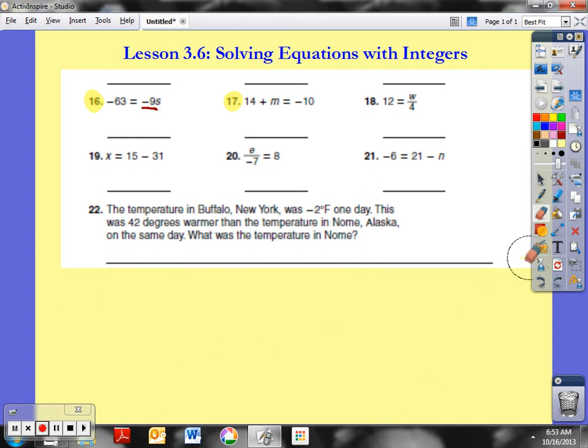And I'm going to take a look at number 21. Okay. So I have negative 6 is equal to 21 minus n. Okay. Again, I like this problem. Obviously it's some type of operation, we're subtracting. Well, I need to first isolate this n. So I need to get rid of the 21.